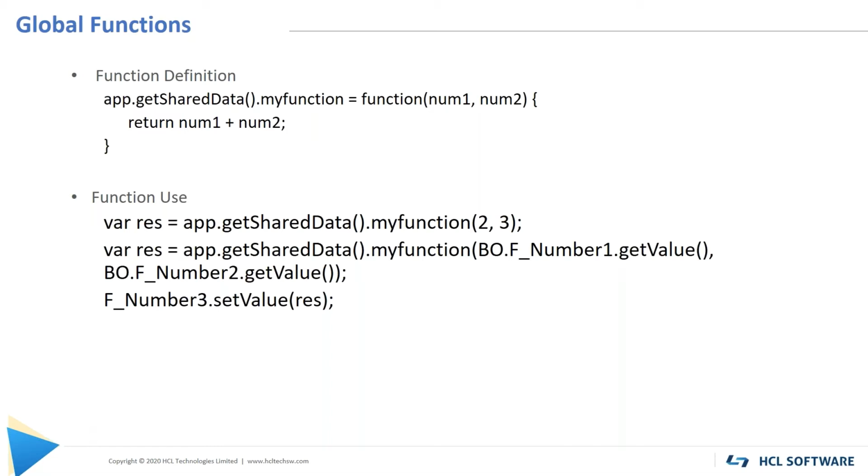And then below, you can see I'm using that function in a variety of ways. The first one is I'm just passing numbers to that function, but the second use there is I'm showing how I'm passing field values on my form into that function, and then I'm setting the result into a third field on my form. So using a function to take values out of my form and set something else. Again, global functions extremely useful.